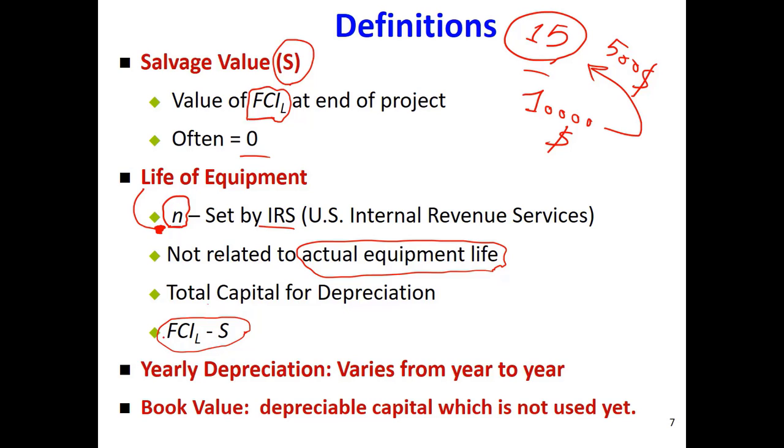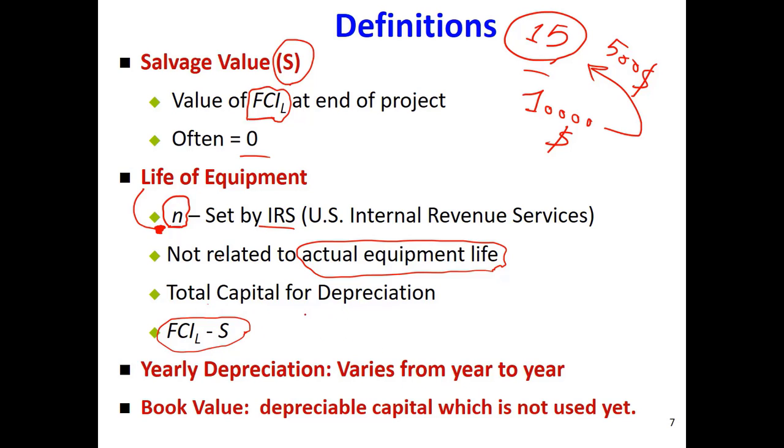Let's say this is the money that you put to buy a new car, and this is the money that you will get once you sell your car after 10 years. So this difference is how much money you have lost, then divided by the number of years. It can give you some idea how much money you will lose every year. So for depreciation, we have yearly depreciation. It varies from year to year.